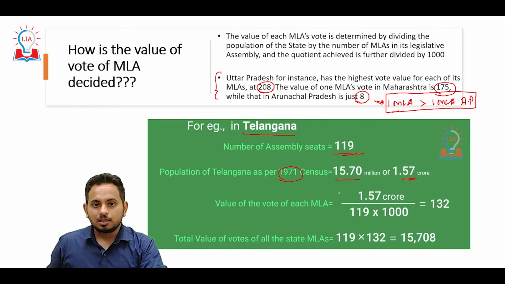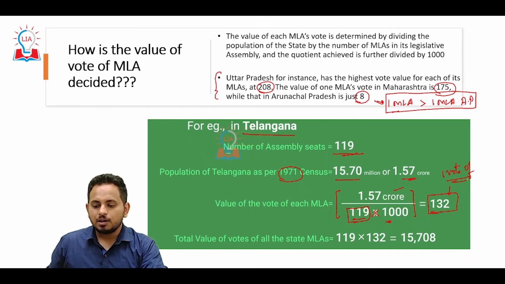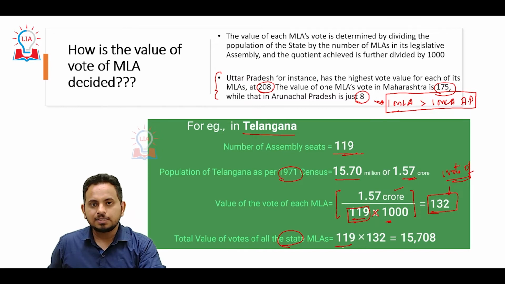Okay, here the value of the vote of 1 MLA is got when we divide the population by the total number of seats and multiply it by 1000. So the ultimate value that you get is 132 and this will be the value of 1 vote of an MLA belonging to the state of Telangana. Okay. So the total value of all the state MLAs, we have 119 state MLAs, all the state MLAs put together, the total value of vote would be 15,708. Okay, I hope you have understood this.